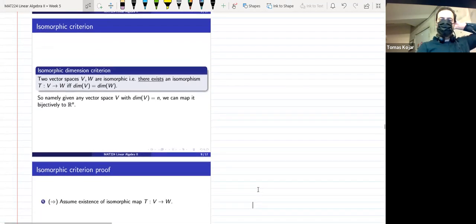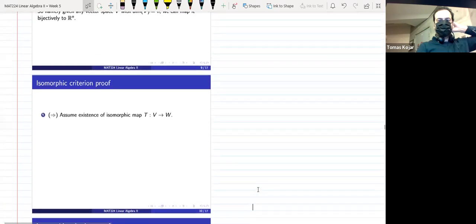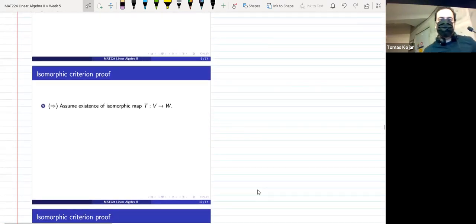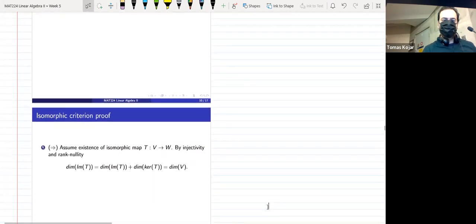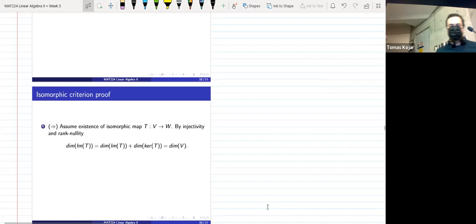So any vector space V, we can map it to Rn. We assume existence of this map. We're going to show that the dimension of V is equal to the dimension of W. Okay, that's what we want to show. Let's see. I do it both ways. So dimension of the image is equal to this.